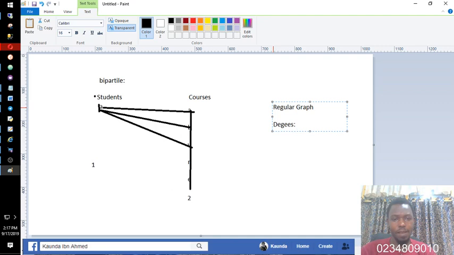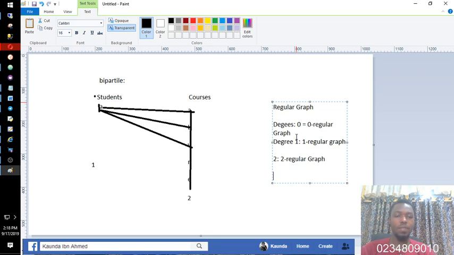Degrees. If all the vertices have 0 degree, then it's called a zero regular graph. If all the vertices have degree of 1, then it's called a 1 regular graph. If all the vertices have degree of 2, then it's called a 2 regular graph. If it's 3, a 3 regular graph. If it's 4, a 4 regular graph.